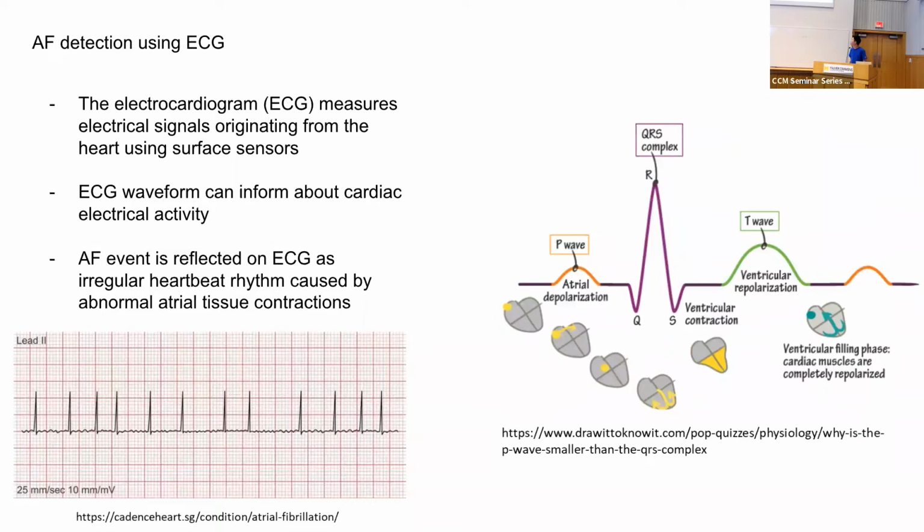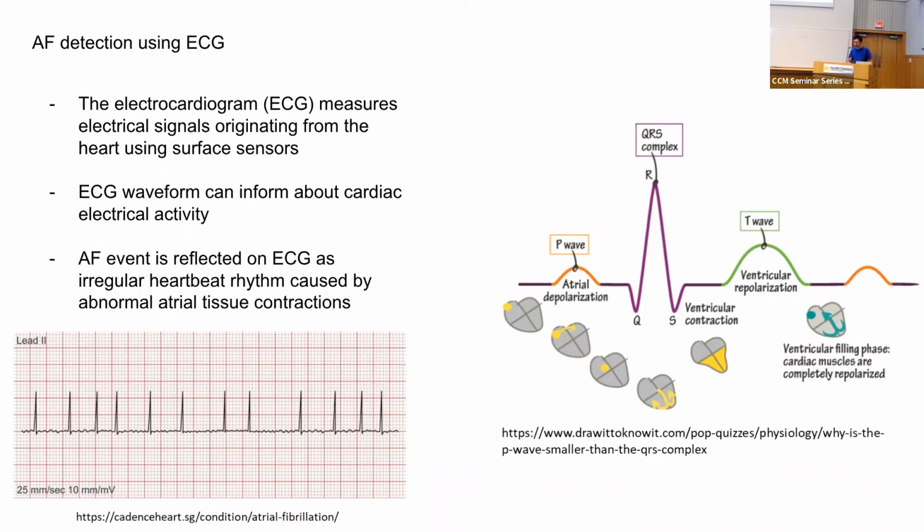So most commonly, people use the electrocardiogram to detect atrial fibrillation. The electrocardiogram uses surface sensors on a person's body and measures electrical potential on the surface. Using this electrical potential, it can detect signs of the internal state of the cardiac electrical activity.